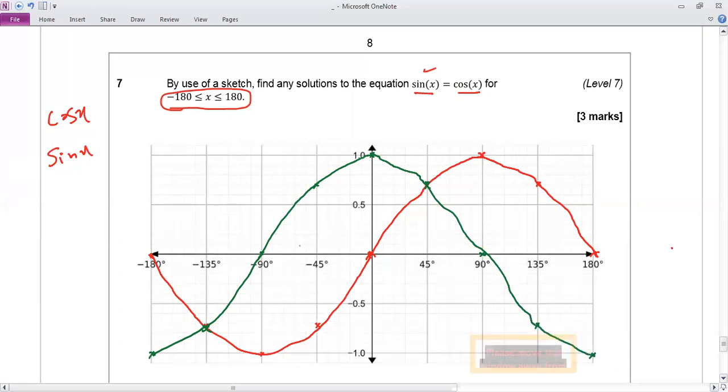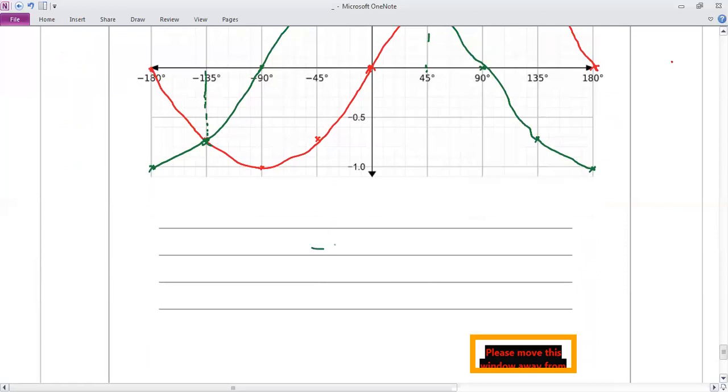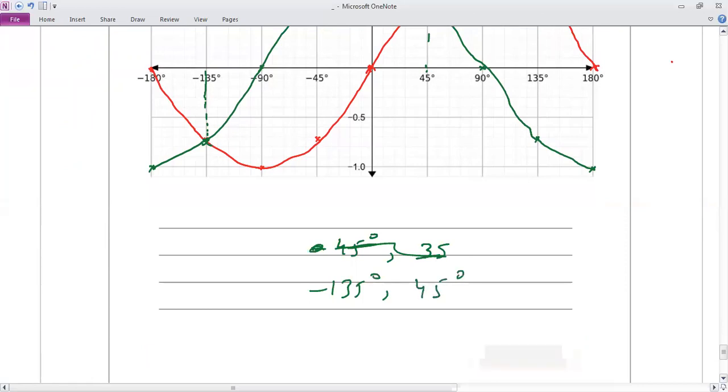So where the two graphs cross, find any solutions to the equation. The graphs cross at this value, then they cross at this value, and these two values. So it means the two solutions are minus 135 degree and 45 degree. So these are the two solution values that we got from this. Very simple, and the basic thing is you can easily get them.